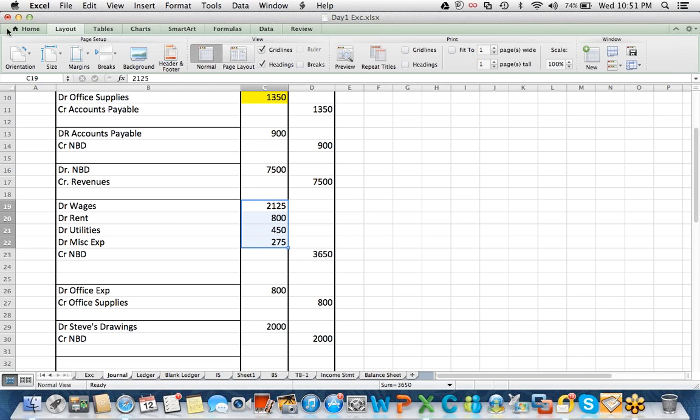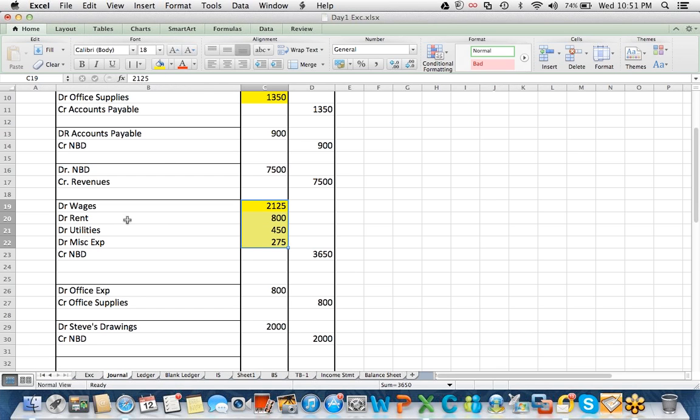If you have any transactions like this, which means more debits but one credit, or one debit but more credits, or more debits and more credits, where you have more than one item either in debit or credit, we call it a compound entry. In a compound entry, the total should always be the same, debit total and credit total. So the total here is 3650 and here as well 3650.